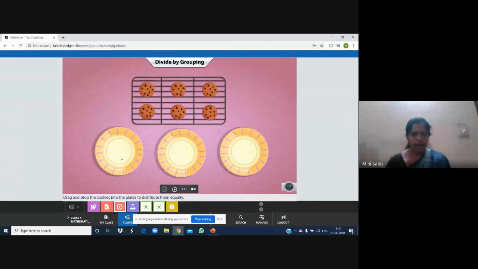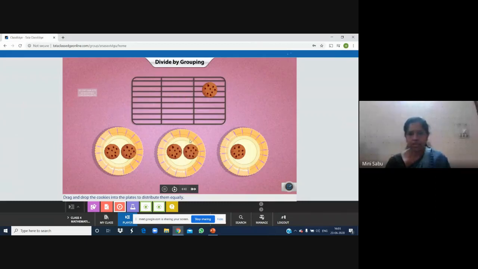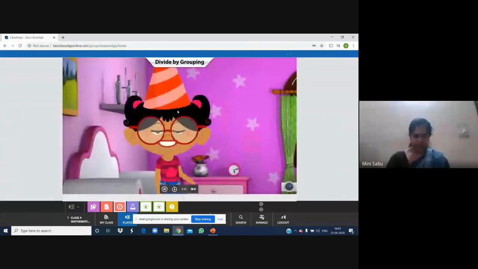Okay, children. Now I am going to distribute these cookies equally in these 3 plates. Let me keep this cookie into this first plate. Now this cookie to the second plate and this cookie to the third plate. Now each plate has equal distribution, 1 cookie each. Now 3 cookies are remaining here. Now I am going to distribute again. 1 cookie to this, second cookie to this, and this third cookie. Great job!